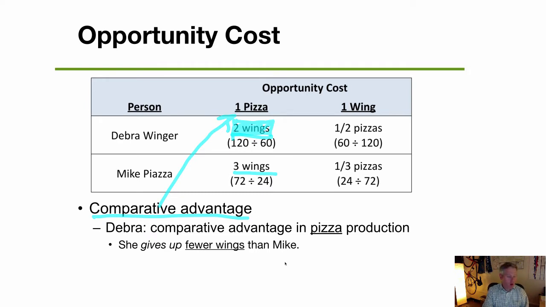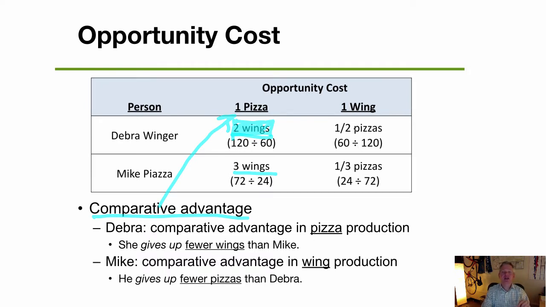All right. What about for wings? Deborah gives up half a pizza to produce a wing, but Mike only gives up 1/3 of a pizza to produce a wing. So Mike has the comparative advantage in terms of producing wings. Mike gives up less. His opportunity cost of producing wings is lower. So Mike has the comparative advantage. All right, that's what comparative advantage means. It means who has the lower opportunity cost.